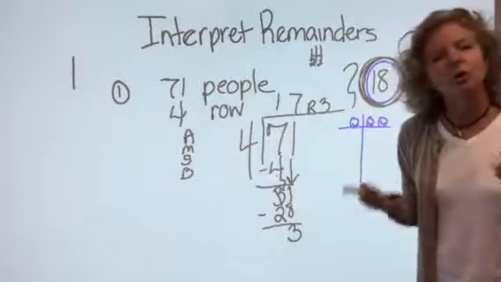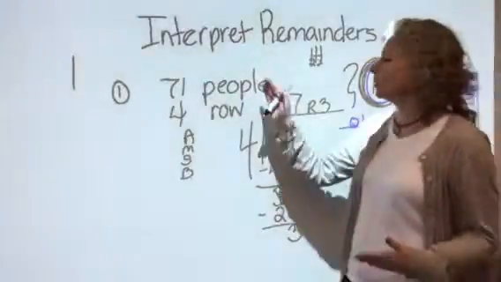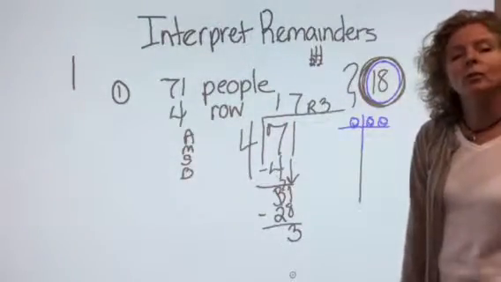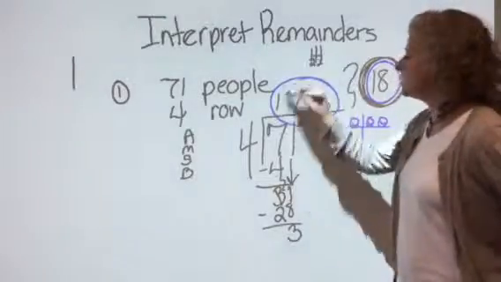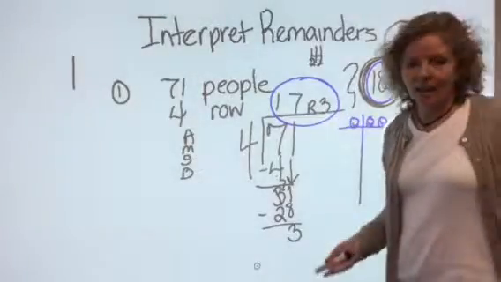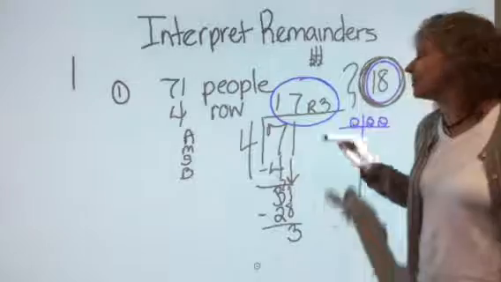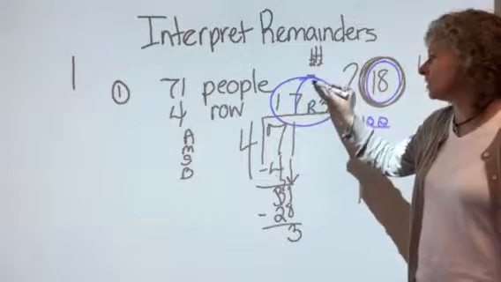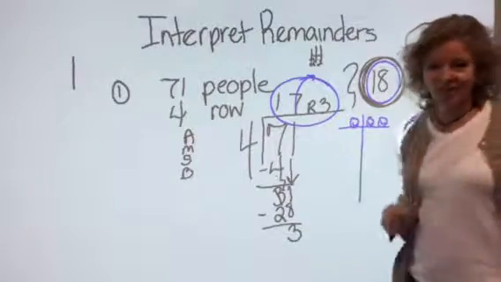Do you see how it's important to look at that remainder and go back to the question and say, what are they asking? How many rows? Well, we can't have 17 remainder 3, so we've got to decide, do we want 17 rows or do we want 18 rows? Sometimes we're going to go down to 17. Sometimes we're going to go up to the next number, 18. I'm going to show you that example next.